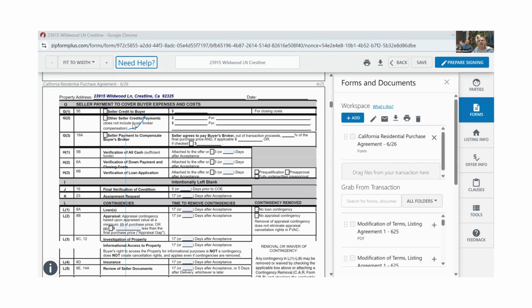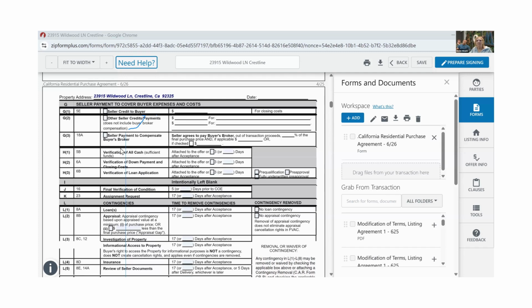So if you want the seller to credit for something else, this is where you can put in what you want the credits for. That would be like a credit for bad carpet, or for a new roof, or even for a buy down for the buyer. Something that's specific, that's not just closing costs, like solar or something like that. Okay, and then the third box here, this is for the compensation.